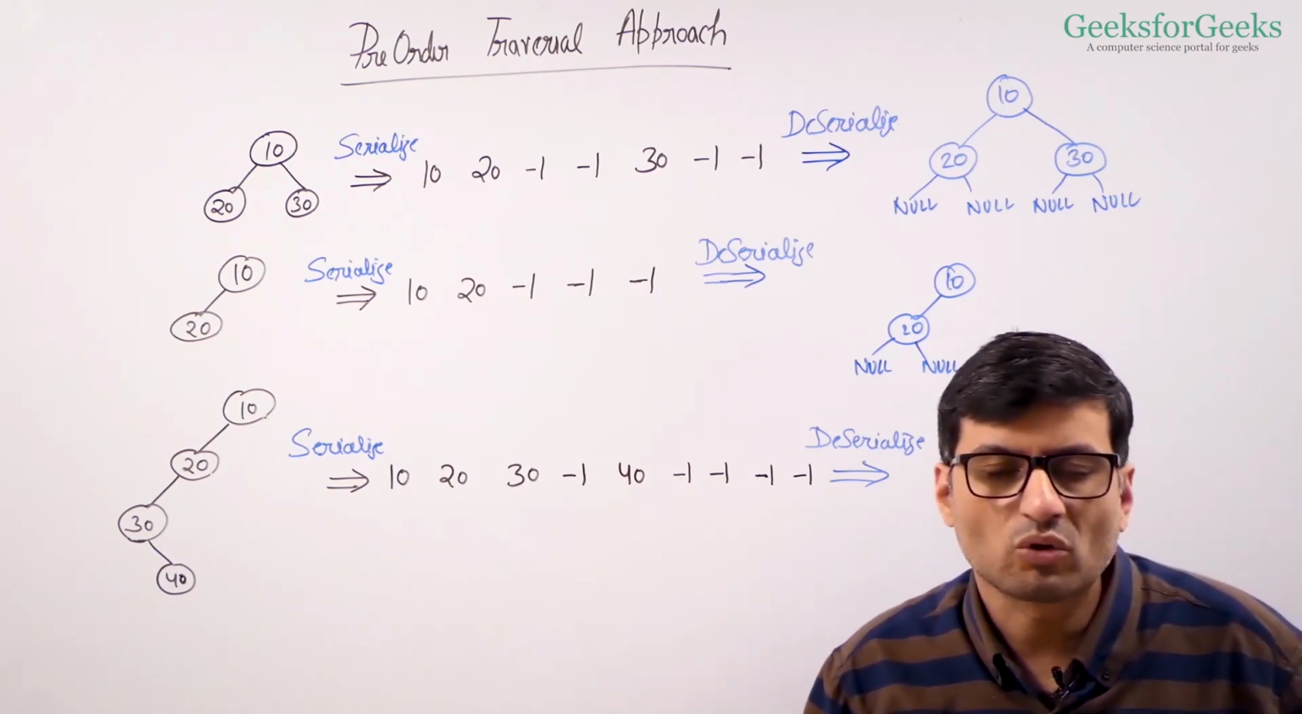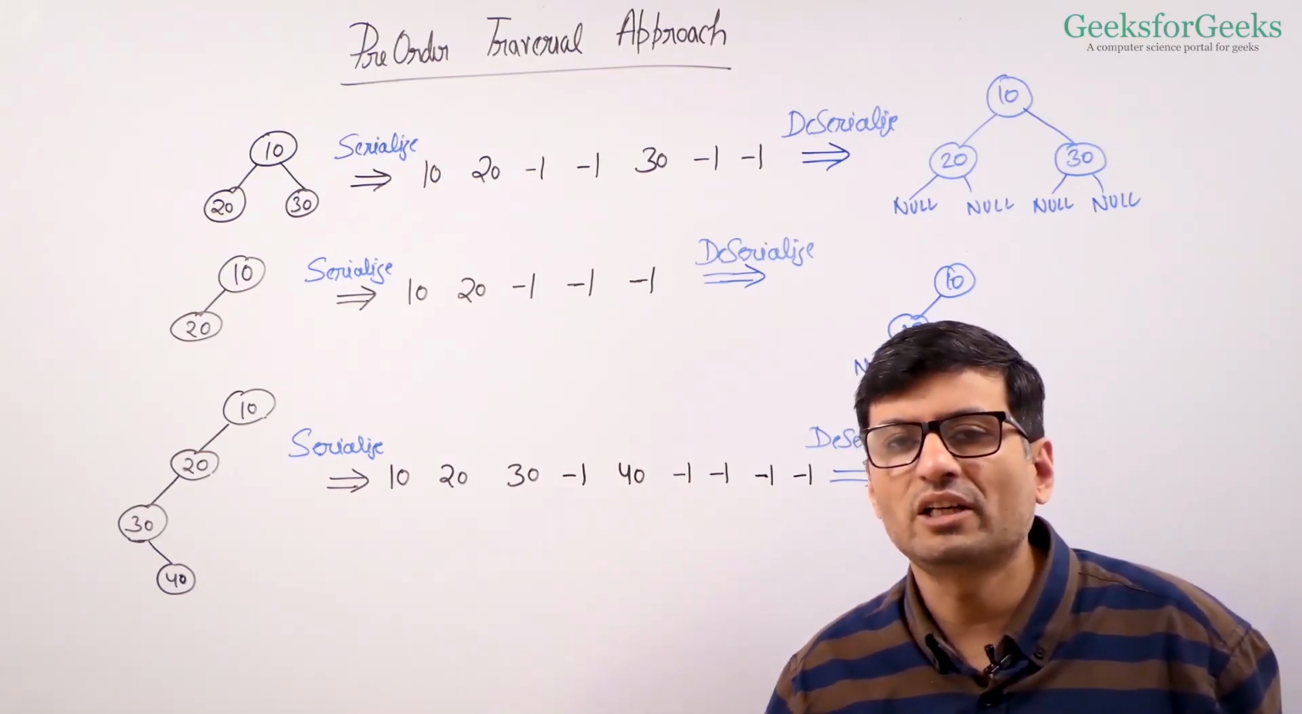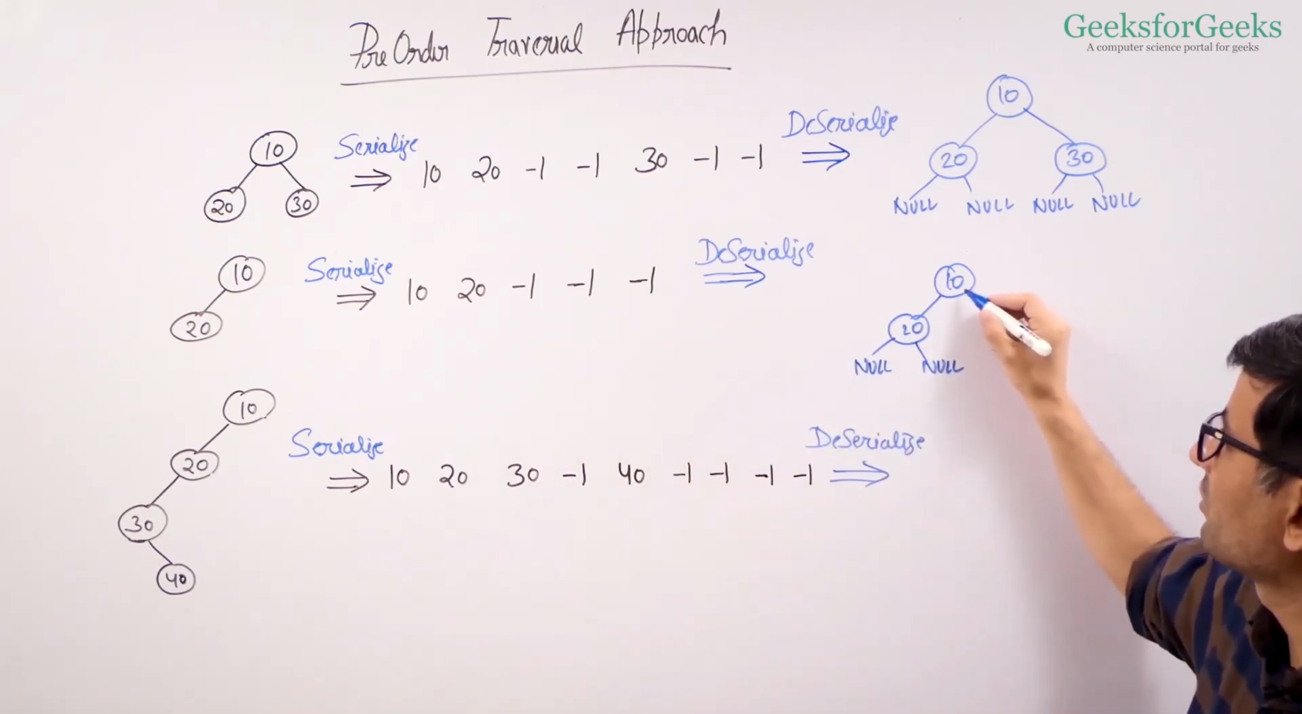Now we are going to give the control back to 10's call. And 10's call is going to call for the right child, and we are going to see -1 here, so we are going to mark this as null also.